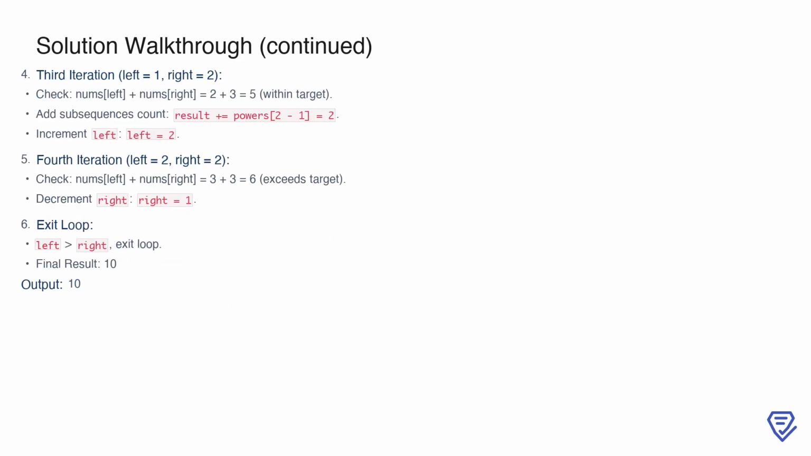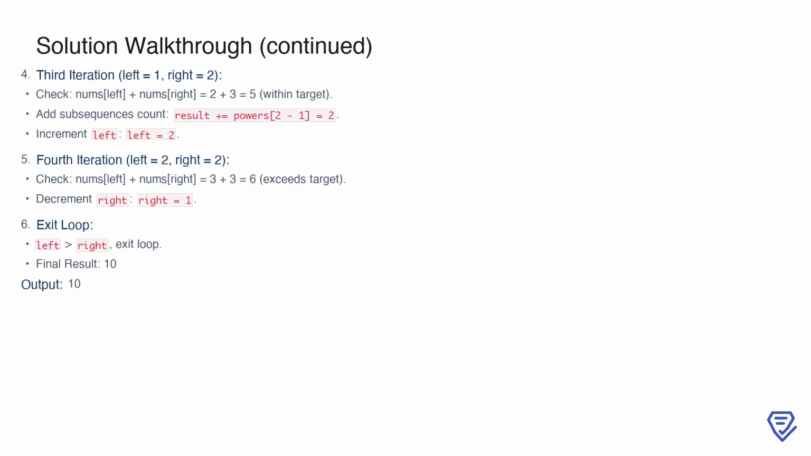In the third iteration, with left at index 1 and right at index 2, the sum nums[left] plus nums[right] is 2 plus 3, which is 5, which meets the target. We add the count of valid subsequences using powers[right - left], which is powers[2 - 1] equals 2. Then, we increment the left pointer to index 2.